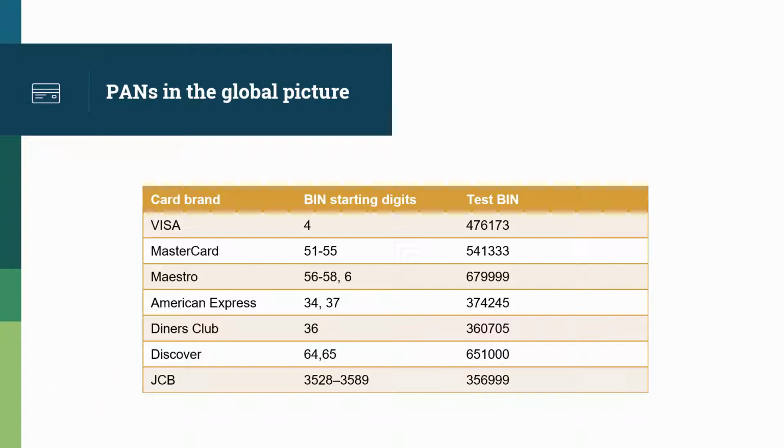We are only showing the main international payment networks. You could build a similar table for domestic networks.